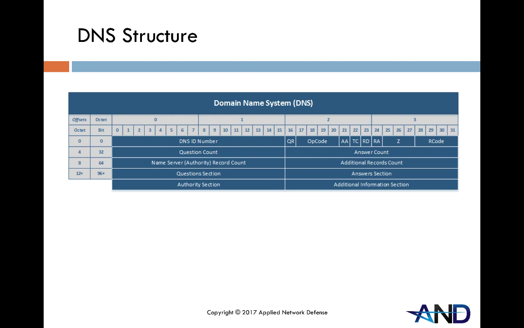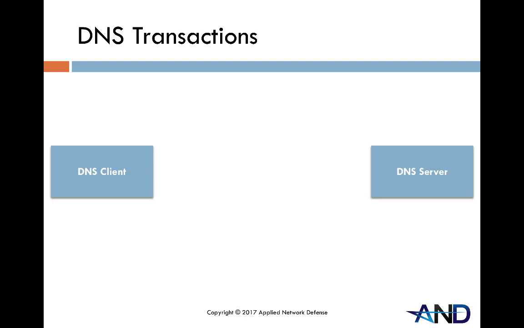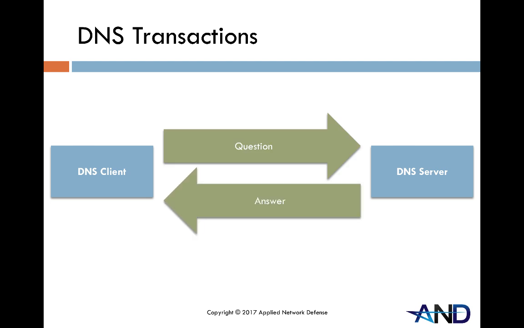The appropriate questions and answers themselves will be in the 4th row here, the question section and answers section, which is where we'll see that data. We'll look at some packets here in a minute, and this will make a lot more sense. But I do just want to drill into the fact that when we talk about DNS transactions, just so you're aware of the terminology, we have a DNS client and a DNS server. The DNS client asks a question of the server, and the server provides an answer back.